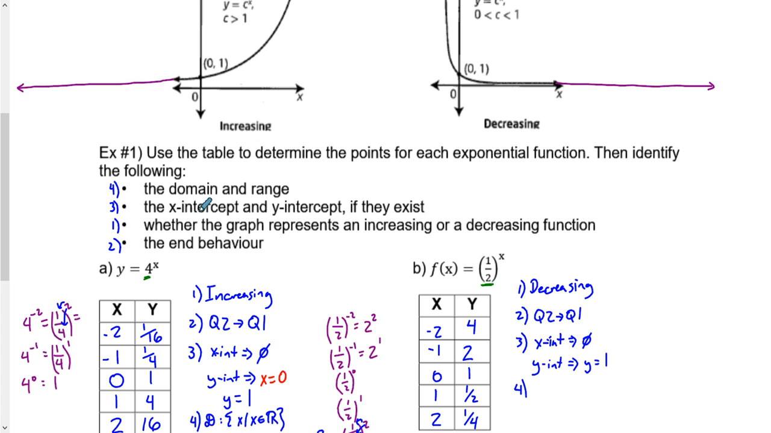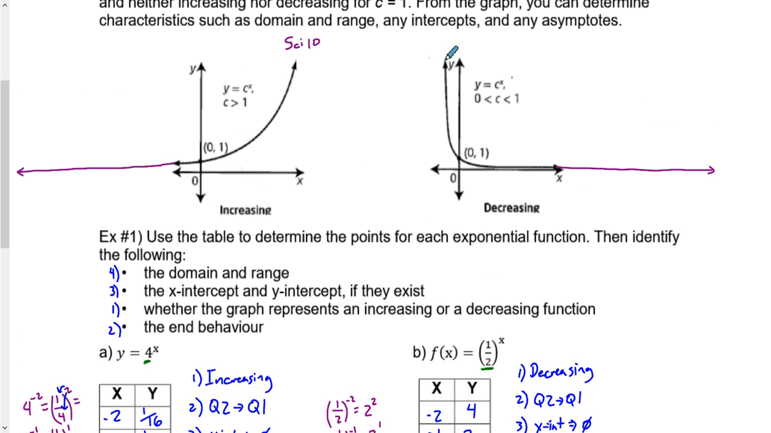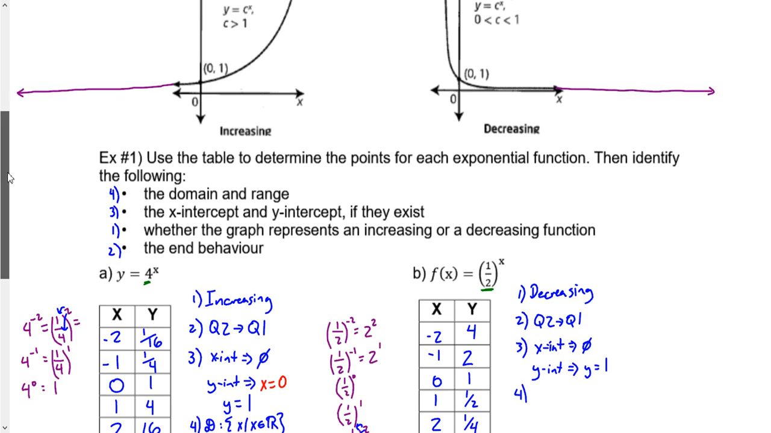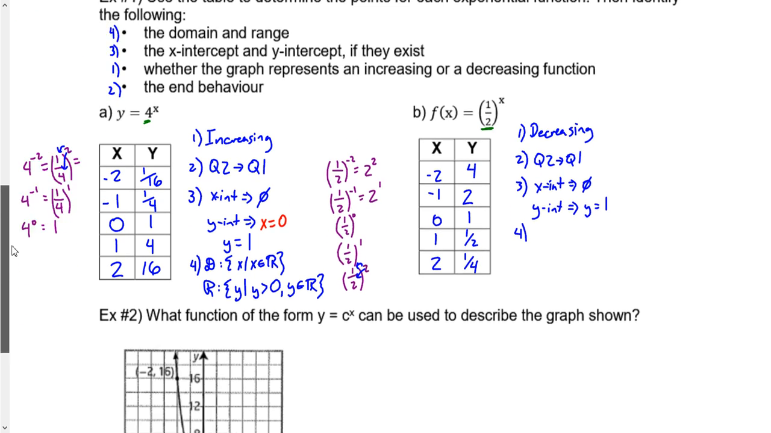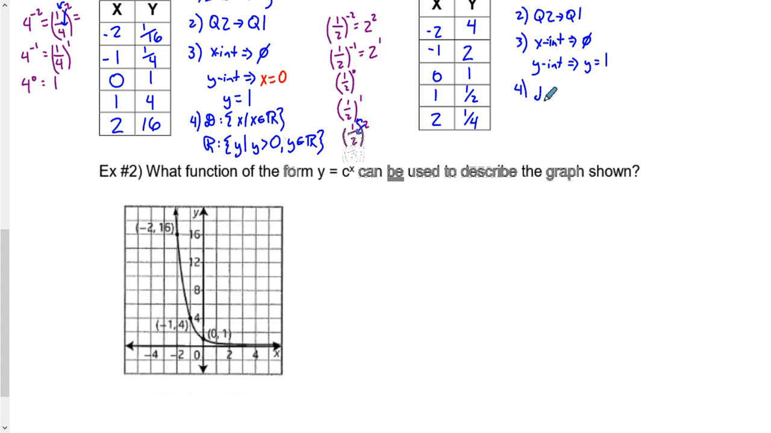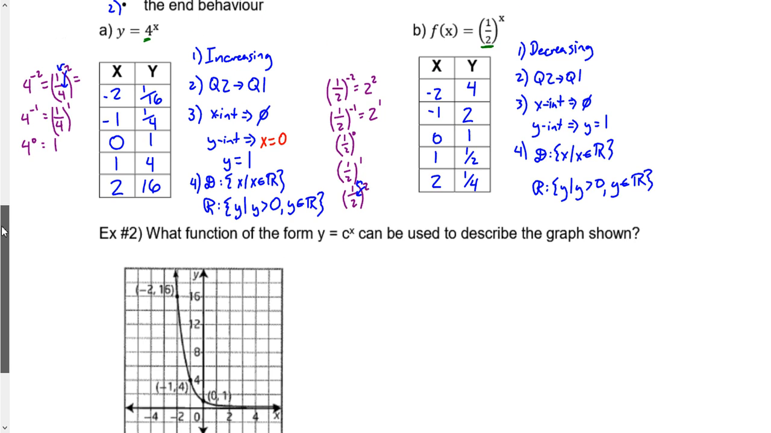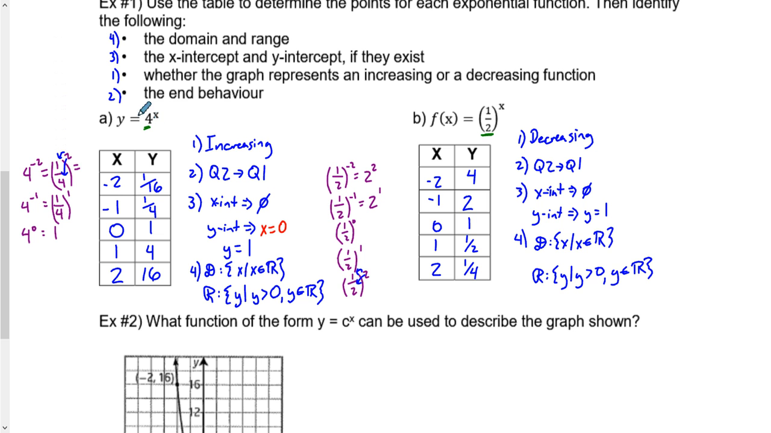For our domain, well, this is still going left and this is still going right. But because it doesn't hit the x-axis, it's all of our values that are greater than 0. So our domain and range also do not change. So let's just write that down. And there we have our characteristics, explained by the equations and even by a table of values.